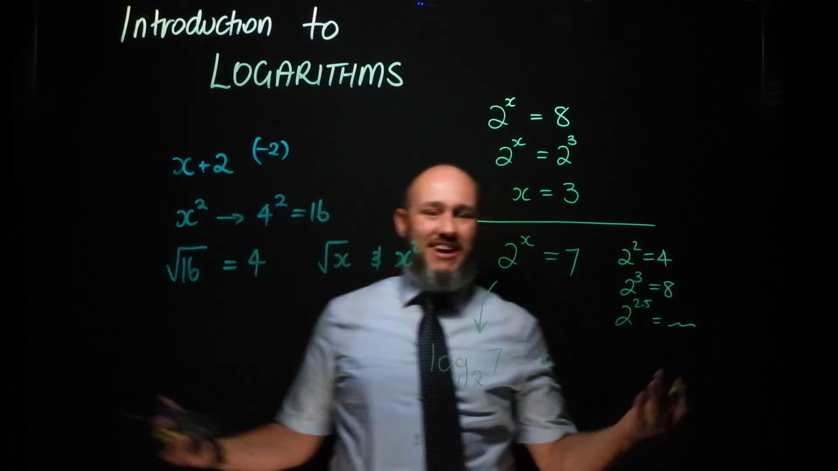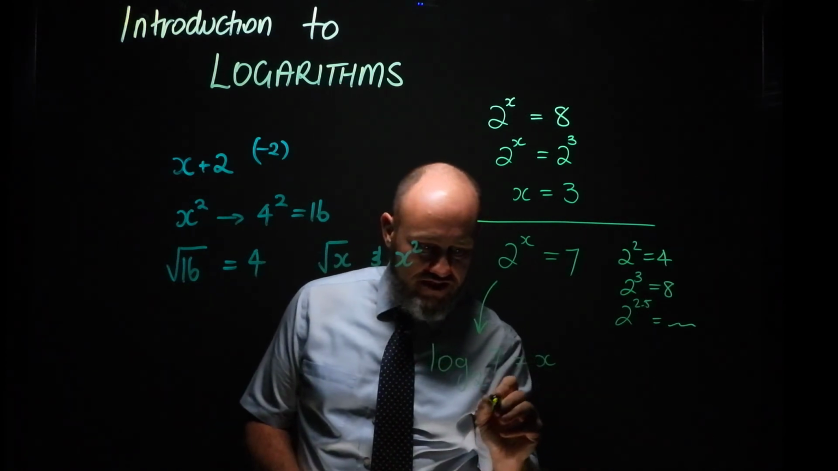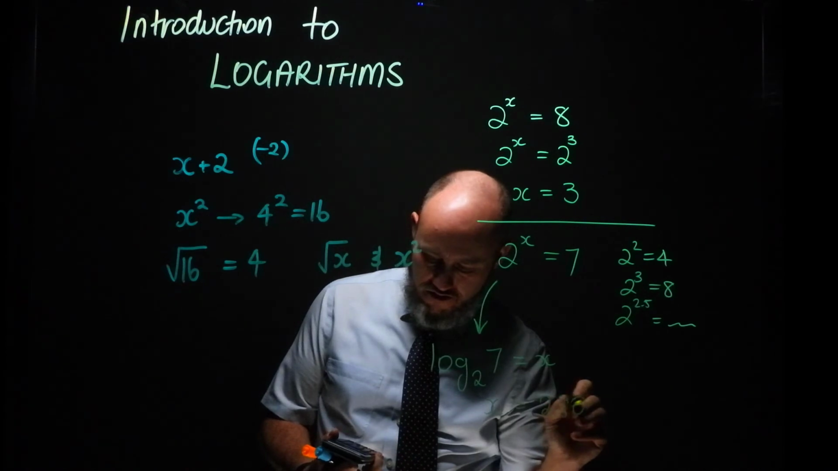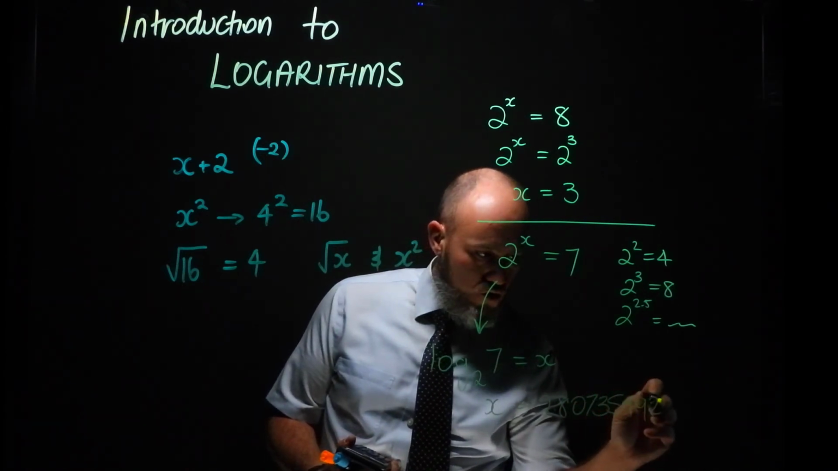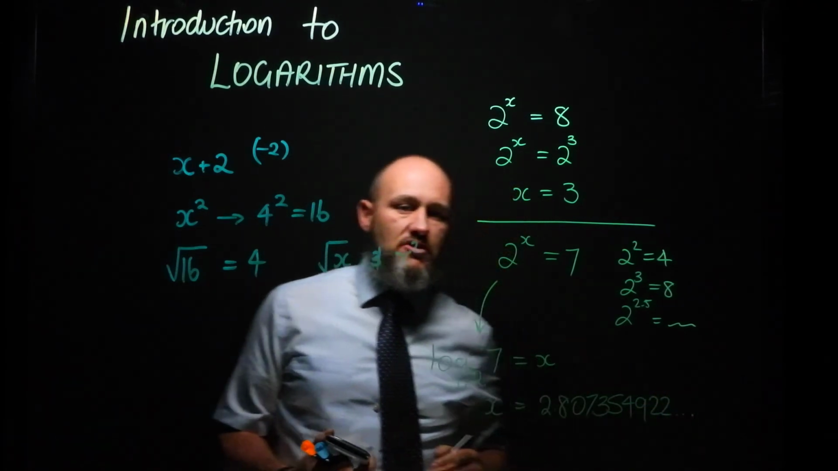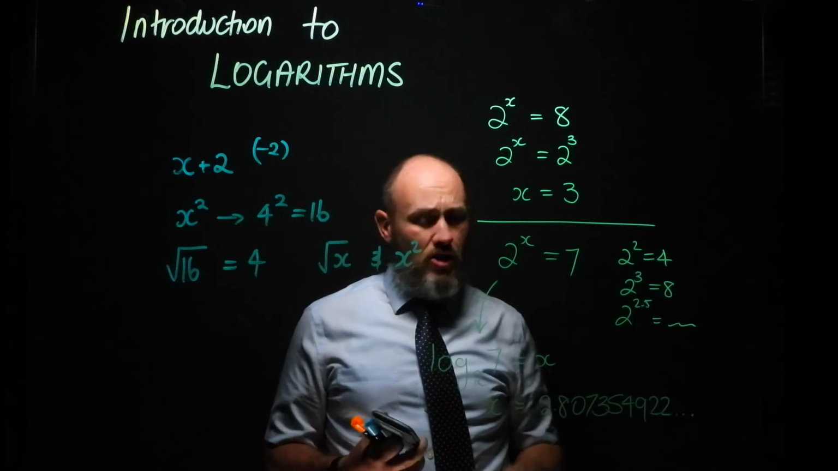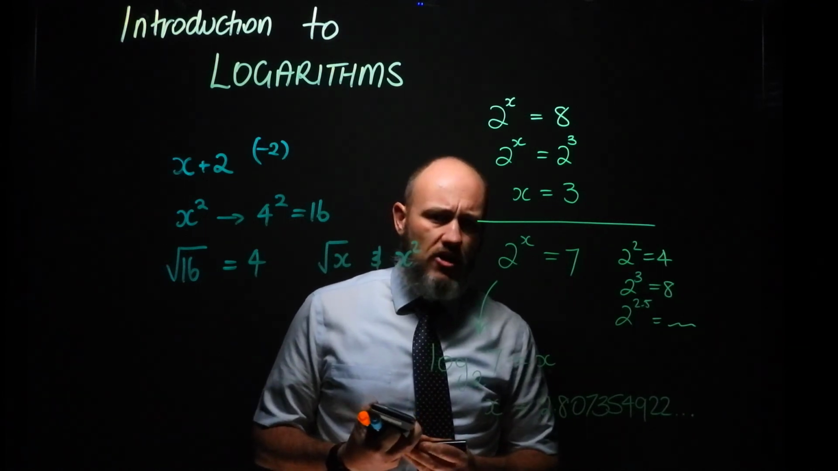You didn't think I'd run away without giving you an answer, did you? Well, if you evaluate this on your calculator, you get x is equal to 2.8073549922. It is an irrational number, so it does go on and on, but we're going to stop there at that 22 because that's all the calculator has given to me. And that number of decimal places there is pretty adequate.